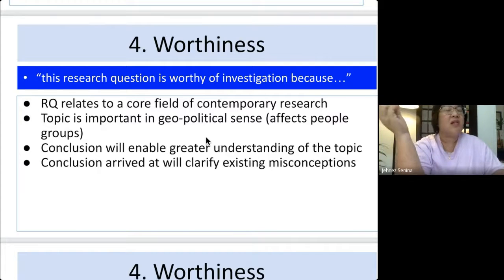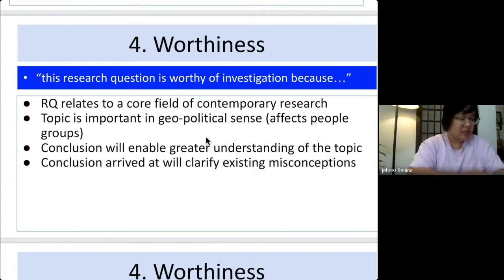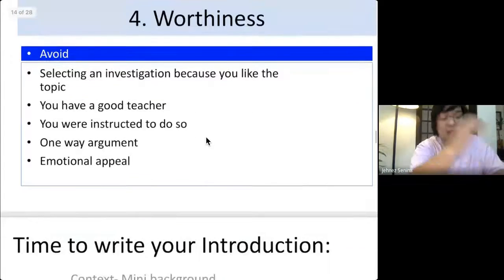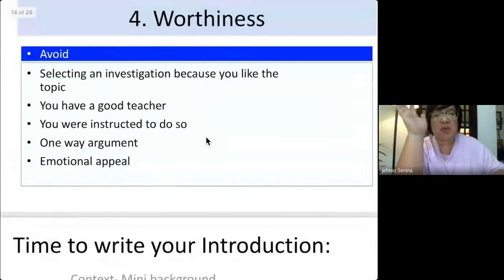We were not there 50 years ago when it happened. So you looked at different authors, and through their lens, you write how it unfolded. So it will clarify existing misconceptions. There's more, but these are just things to avoid. This is pretty common sense.